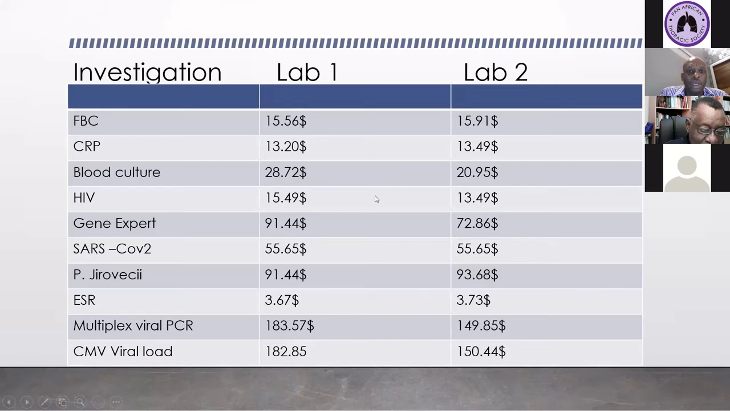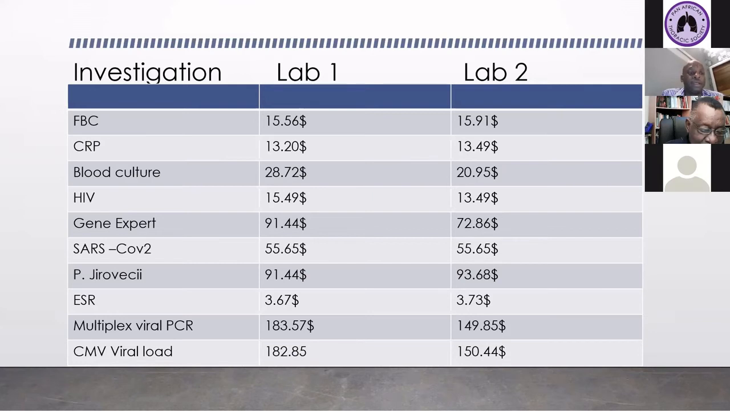So if you are a medical officer or a doctor, or your consultant asks you to do an array of investigations, think about how much it's going to cost. HIV, an average of $14; GeneXpert, about $80 on average; COVID, $55 on average; Pneumocystis jirovecii about $92 on average. And the newer the test, look at the multiplex PCR. This has been a problem in our setting, where the private medical aids or private healthcare funders have really been up in arms at our private doctors for indiscriminately doing multiplex PCR, especially in outpatients.